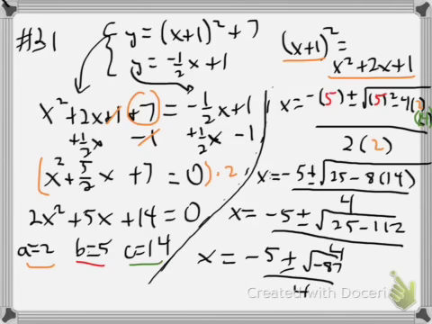Now I'm going to flip the screen here because I'm just running out of space. Turns out, remember, i is the square root of negative 1. So really quickly here, this is really i root 87. So I'm going to do that on the next page. So x equals negative 5 plus or minus i root 87 all over 4.